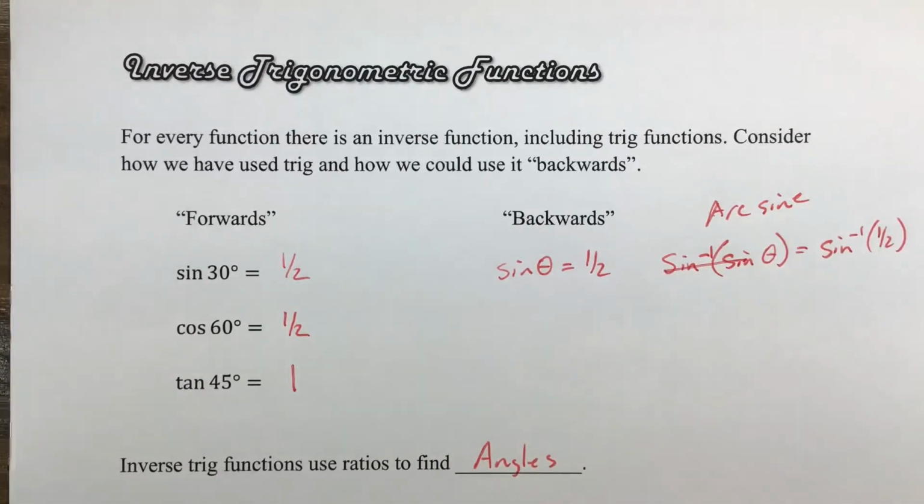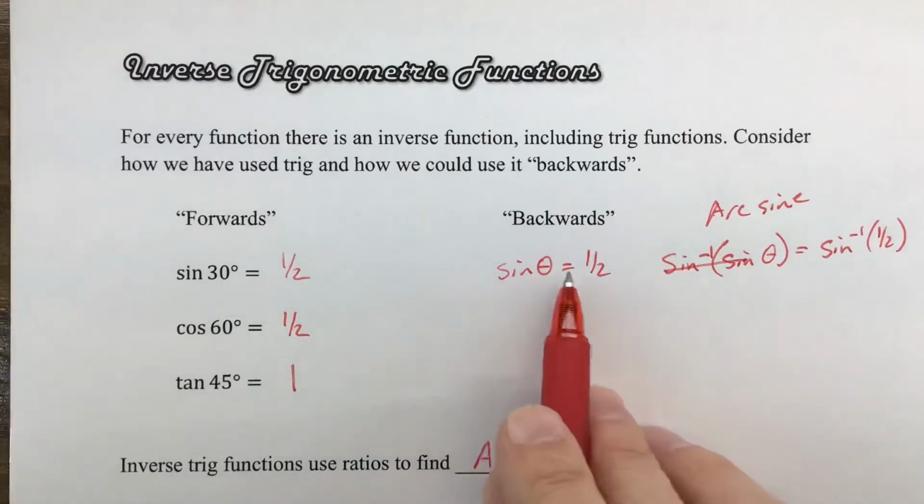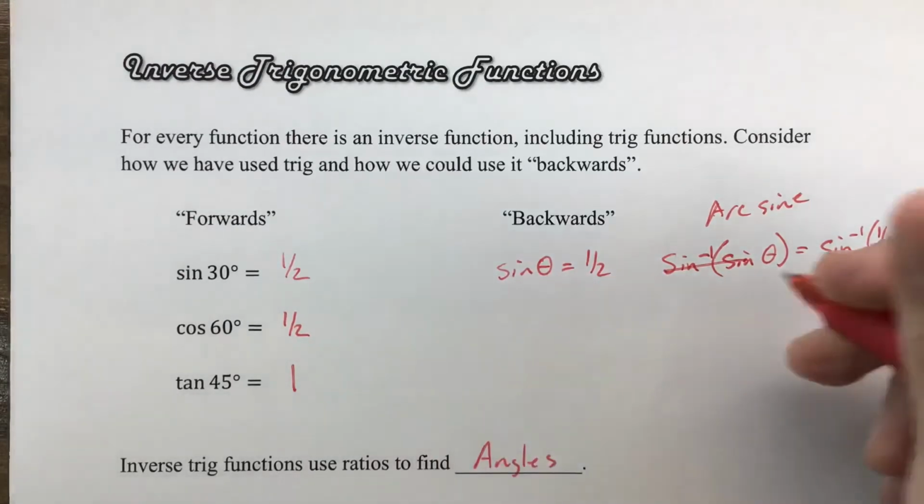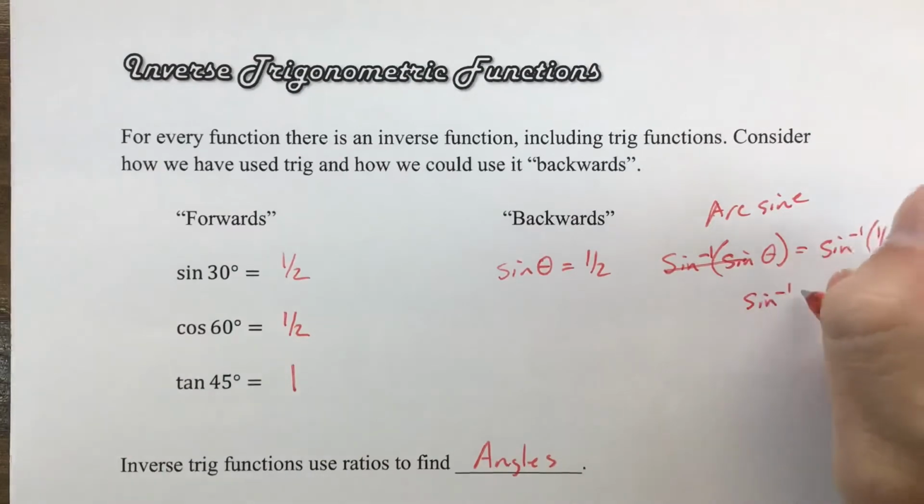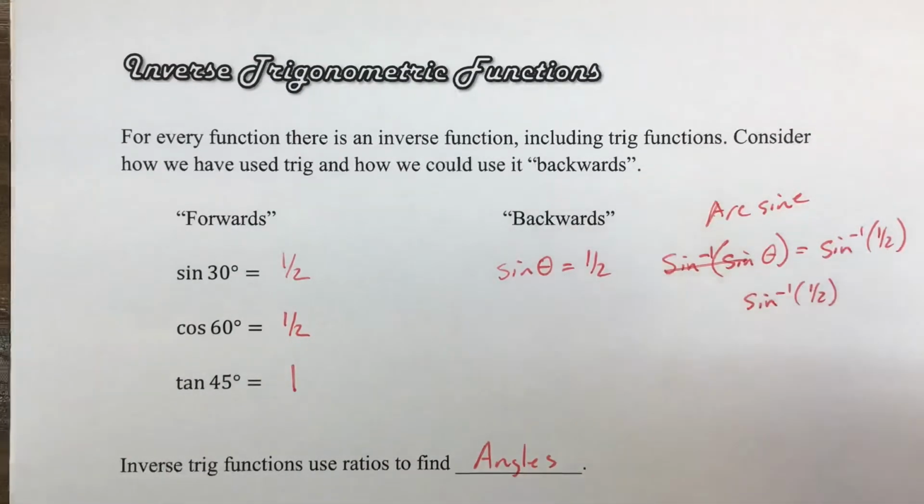So in summary, the way that we can look at this is to do the problem backwards, you can actually just take the arc sine of your ratio. And if you take the arc sine of the ratio, you get your angle measurement.